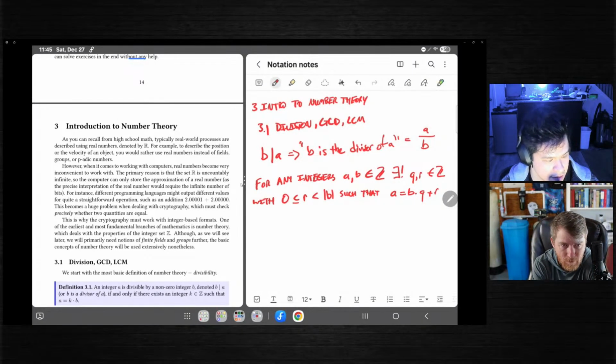One of the earliest and most fundamental branches of mathematics is number theory, which deals with the properties of the integer set Z. Although, as we will see later, we will primarily need notions of finite fields and groups further on, the basic concepts of number theory will be used extensively nonetheless.